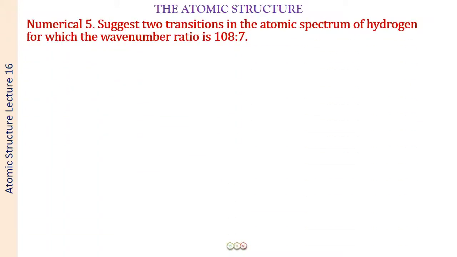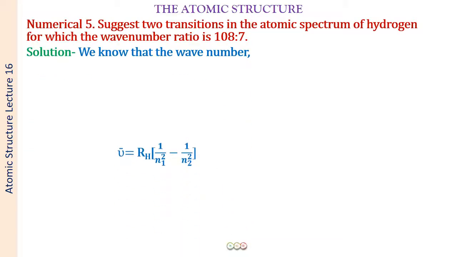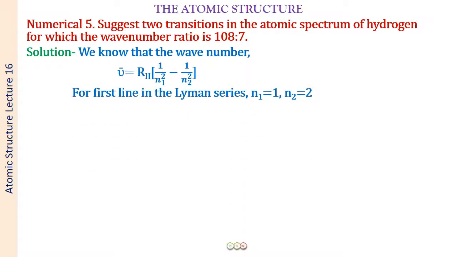The next question says: suggest two transitions in the atomic spectra of hydrogen for which the wave number ratio is 108:7. So we know the wave number formula, that is again the Rydberg equation. For the first line in the Lyman series, you have n1 to be 1 and n2 to be 2. Find the wave number. This is 3/4 R.